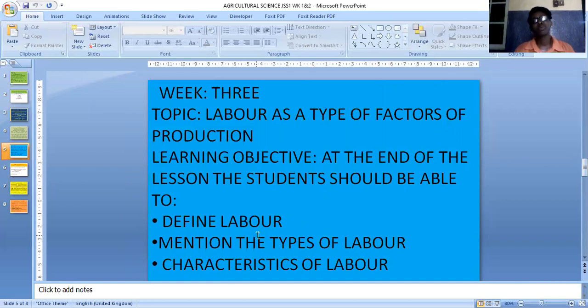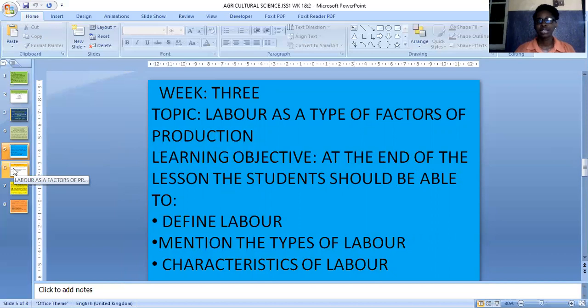Let's give an example of labor. In your home, you sweep the house, you are doing labor. But your own type of labor is not paid because you are helping out in your house. Some people look for work to be paid, applying their own labor. And labor is also a type of factors of production.